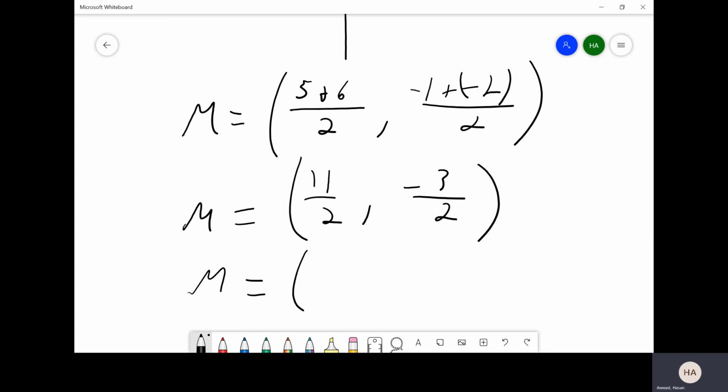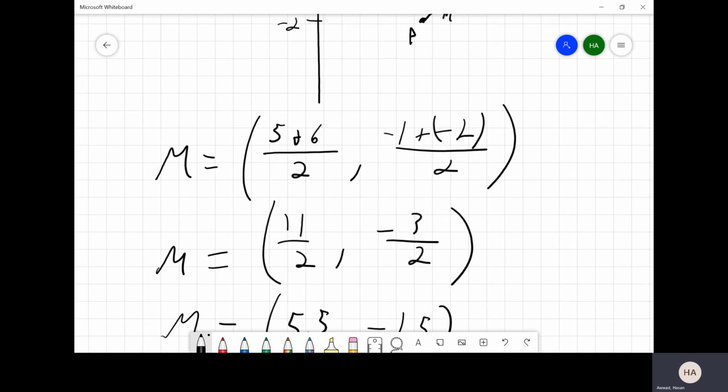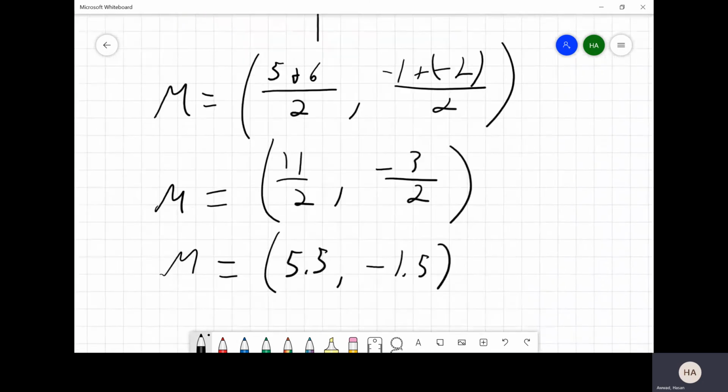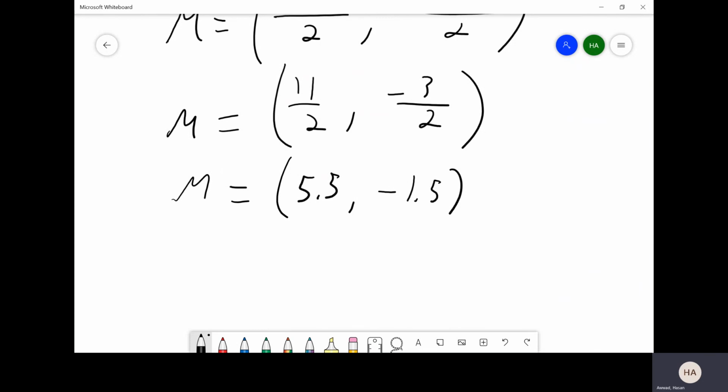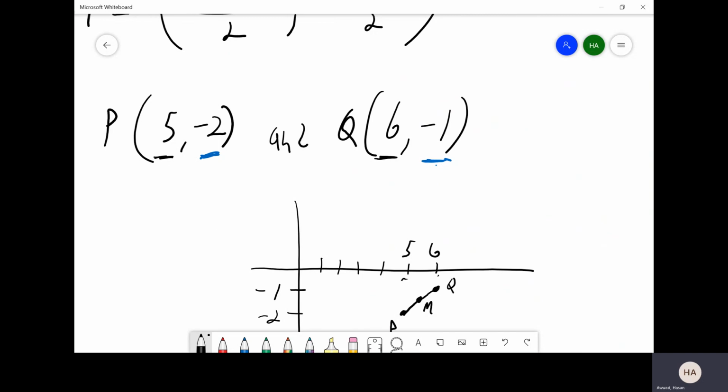So this is the same thing as if we had 11 divided by 2 is really 5.5. And for -3 divided by 2, well, that's just -1.5, right? So what does this really tell us? Well, if we go back and look at this, why does 5.5 make sense for our average of our X component? Well, notice it's halfway between 5 and 6, right? We moved 0.5 away from 5, and also 0.5 away from 6. So 5.5 should make sense.